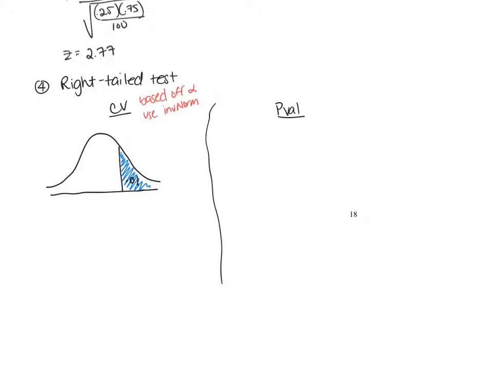Using inverse norm, my critical value equals 2.326. I will always round critical values to 3 decimal places. My test statistic is 2.77, so if I were to overlay that on this graph, it would lie to the right of 2.326, which puts it inside of our rejection region, which means that we will reject the null hypothesis.